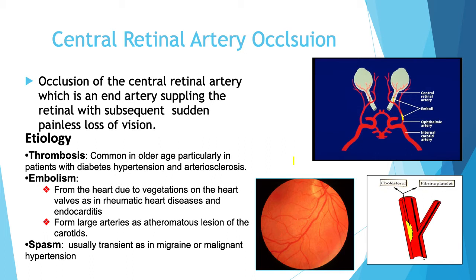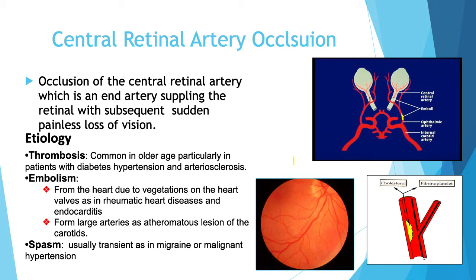Why is the artery occluded? For different reasons. It's the same reasons as occlusion of any artery all over the body. Let's start with thrombosis, thrombus formation inside the artery. It happens in old age, like in diabetes, hypertension, and arteriosclerosis, where the factors facilitating thrombus formation are there, and we can end up with a thrombus inside the central retinal artery.